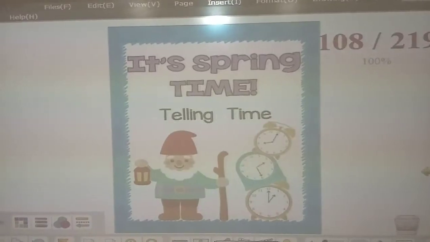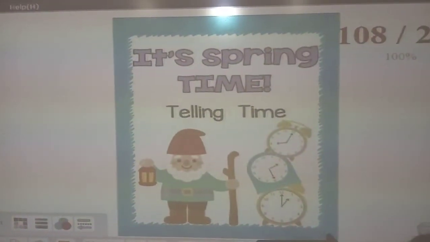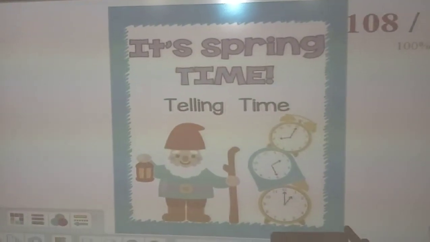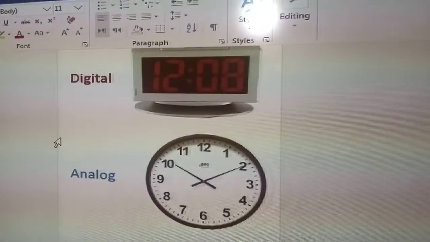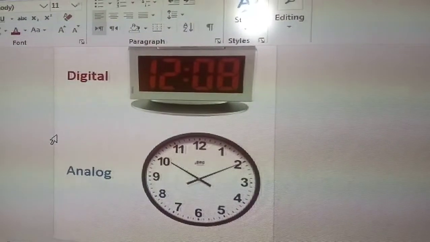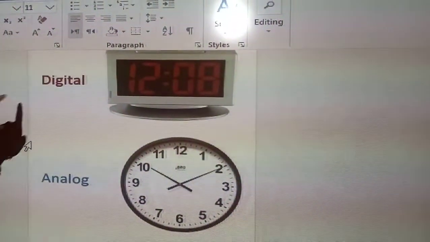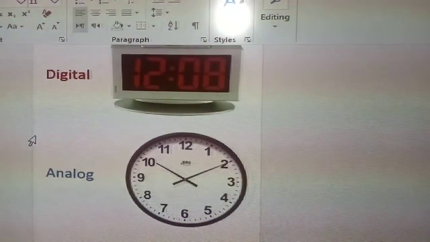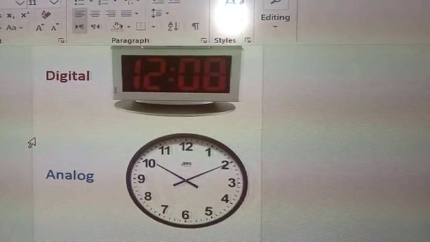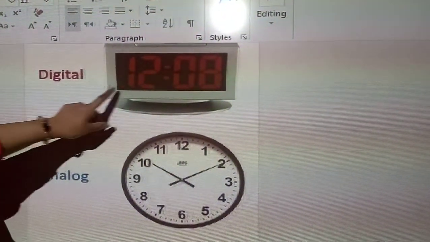Today we will learn how to tell and write the time. Let's start. What can you see here? Yes, it's a clock, right. I have two kinds of clocks. Digital clock, it's used to show the time by numbers.